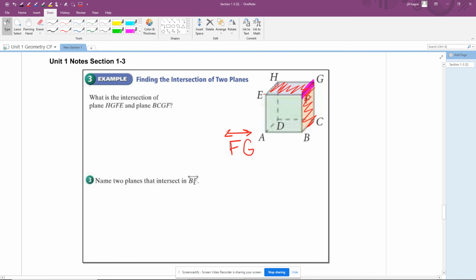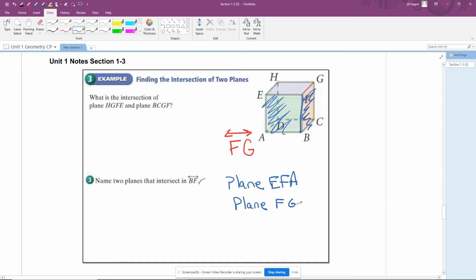Name two planes that intersect in BF. All right. So if we look at line BF, let me erase this stuff. And we look here at line BF, that's here. What are the two planes that intersect there? Well, the front plane intersects there, and the side plane intersects there. So let's define the front plane. Plane E, F, A, and the side plane would be F, G, C.